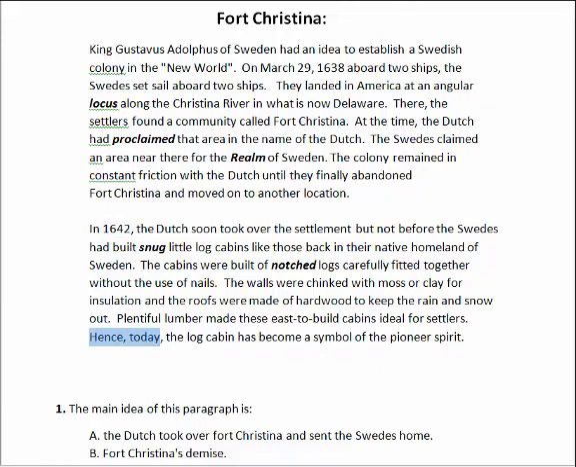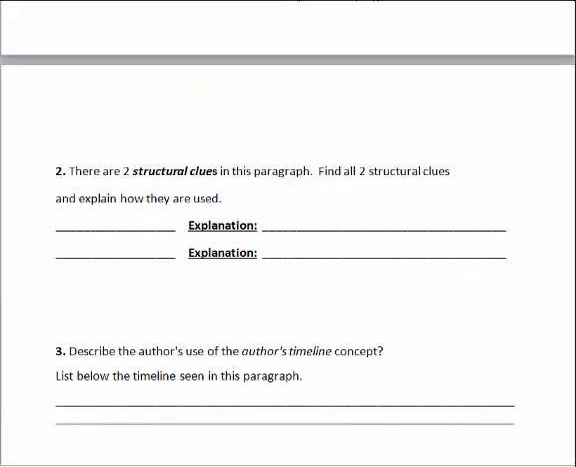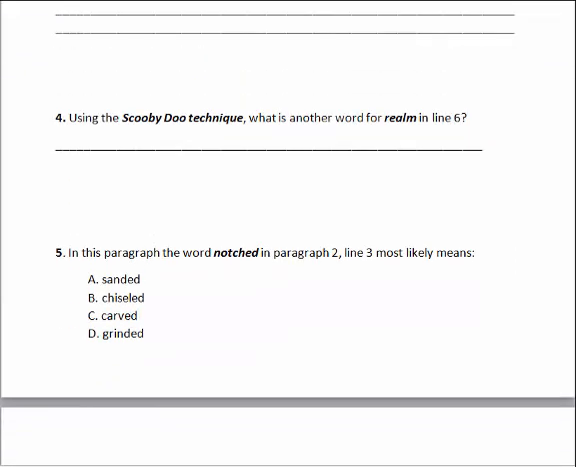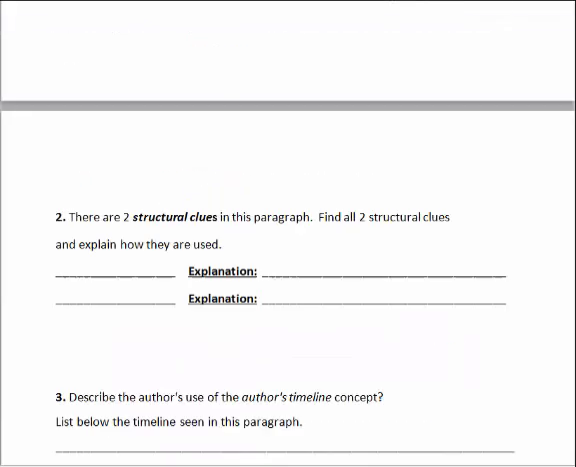Once again, it's super important you follow along with what the author is trying to do. Pretty straightforward. Let's go ahead and take a look at the next question. The next question here is problem number 4, using the Scooby-Doo technique. What's another word for realm on line 6?